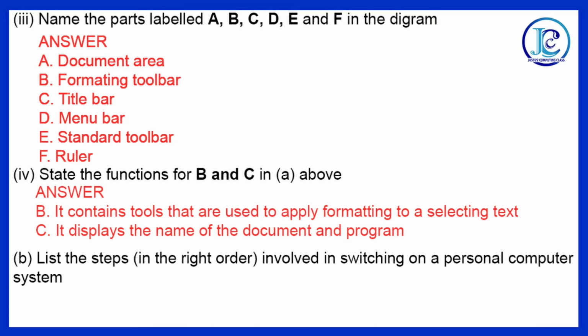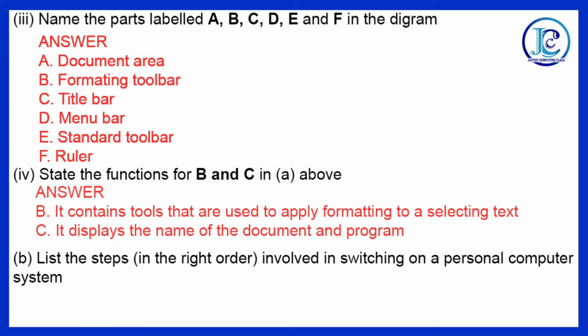State the function of B and C in the diagram above. They're asking what is the use of part label B and C. Part label B is the formatting toolbar. It contains tools that are used to apply formatting to a selected text. Then C, the title bar, displays the name of the document and program in use.